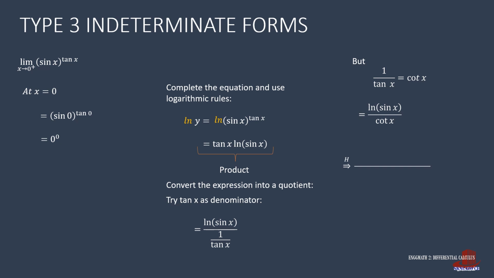So take the derivative of ln of sine of x over the derivative of cotangent of x. With the format of u prime over u as the derivative of ln, the expression turns into the derivative of sine x over sine x, all over the derivative of cotangent x, which is negative cosecant squared of x.